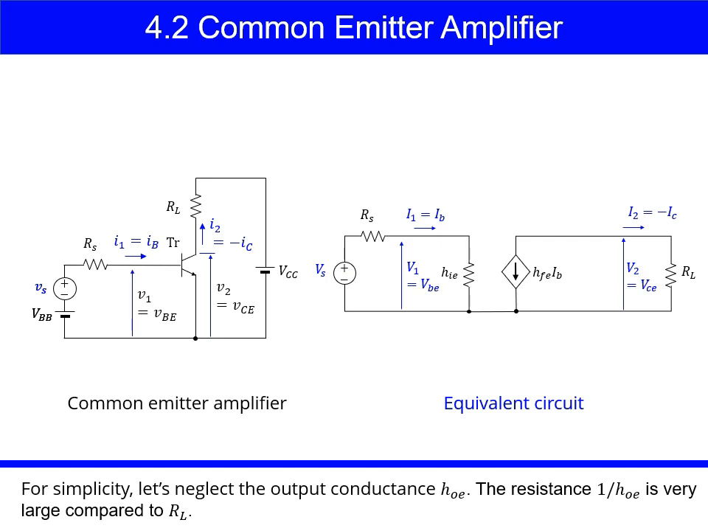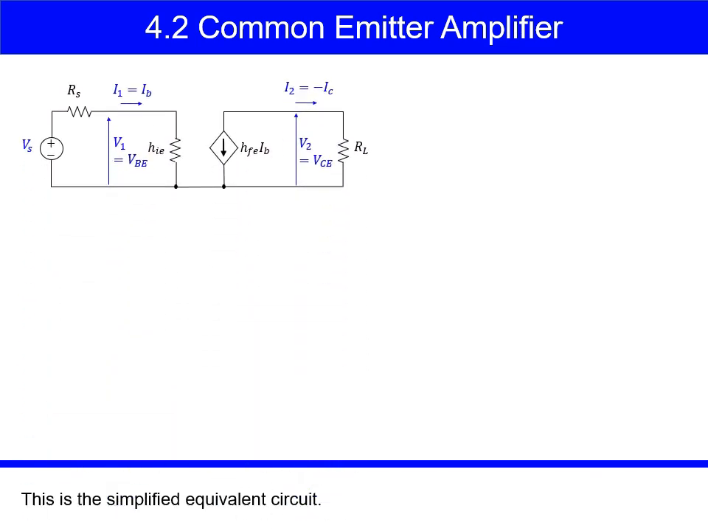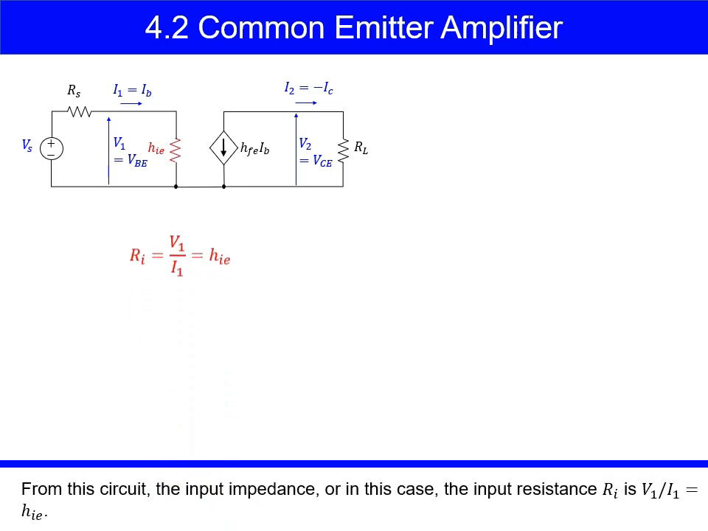For simplicity, let's neglect the output conductance HOE. The resistance 1 over HOE is very large, compared to RL. This is the simplified equivalent circuit. From this circuit, the input impedance, or in this case, the input resistance Ri is V1 over I1 equals HIE.